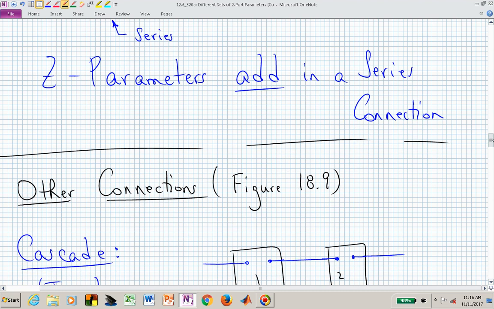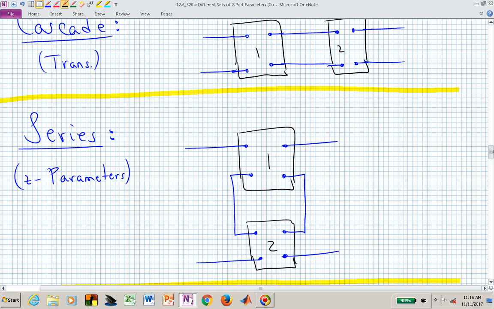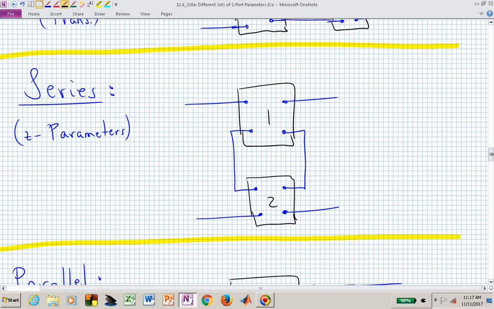What are some other connections? Well, another connection could be a cascade, where the output port of this two-port, which I've labeled 1, connects to the input ports of port number 2. That could be a transmission type or a cascade type connection strategy. We just illustrated the series, and this favors the z parameters. The z's, combining those were easy. We simply had to add up their respective parameter values.